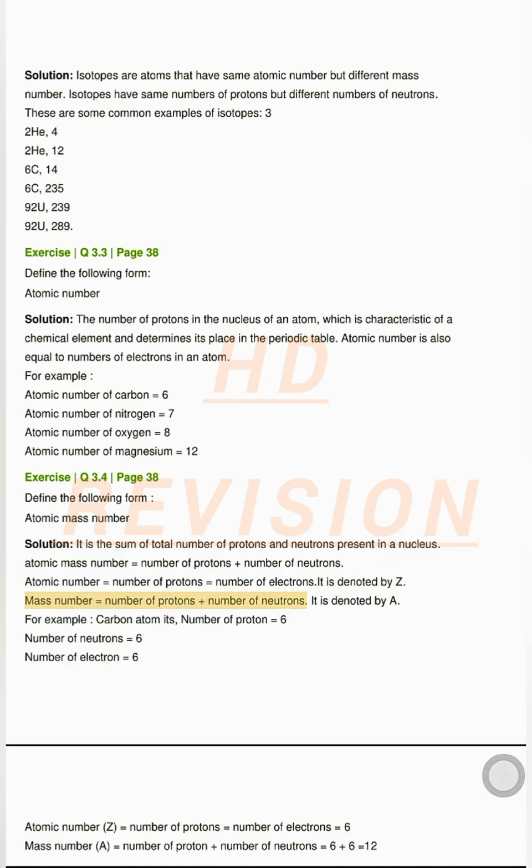Mass number equals number of protons plus number of neutrons. It is denoted by A. For example, in a carbon atom, the number of protons equals 6, neutrons equals 6, electrons equals 6. Atomic number Z equals number of protons equals number of electrons equals 6. Mass number A equals number of protons plus number of neutrons equals 6 plus 6 equals 12.